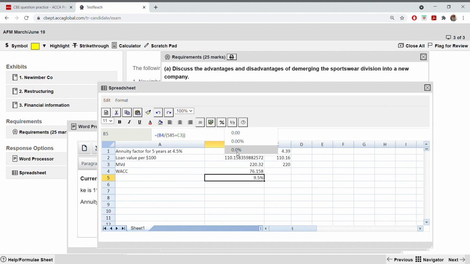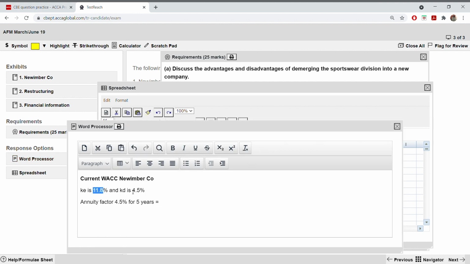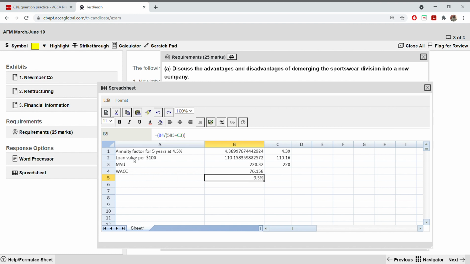Or what you can do is, in the word processor, since you have written this 11.8 and 4.5%, you can write all this here: market value of equity, market value of debt. So you are doing everything in one go. The other way is you can write all this. I'm going to wipe this out. So market value of debt is there, cost of debt. Now I'm going to write KD, cost of debt, as 4.5%. I'm going to write the market value of equity also, which is 585. I'm going to write the cost of equity also.